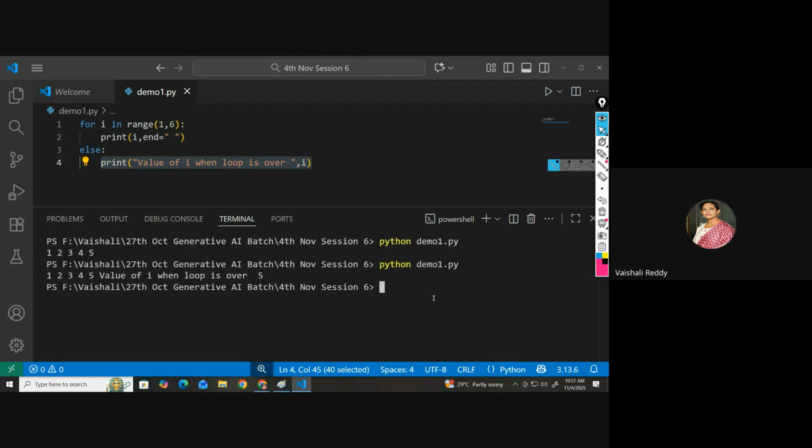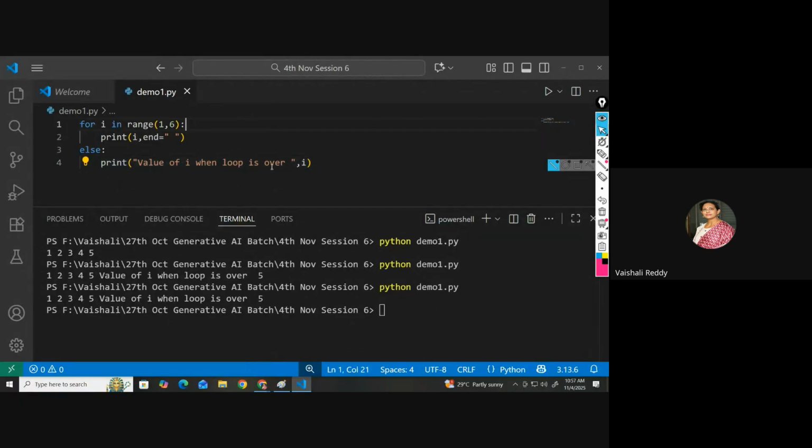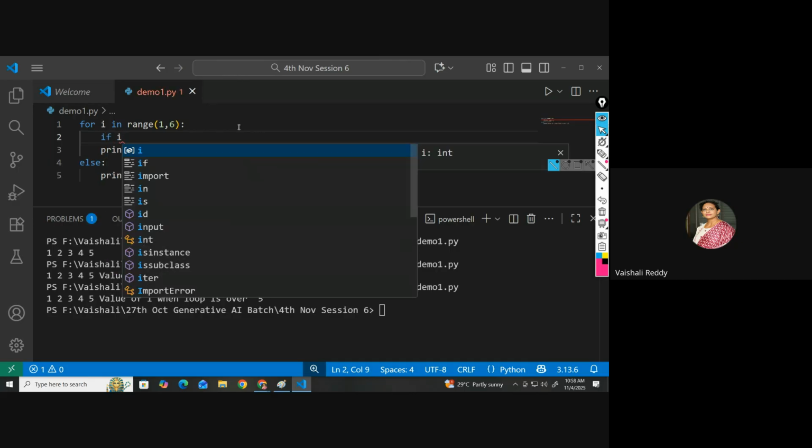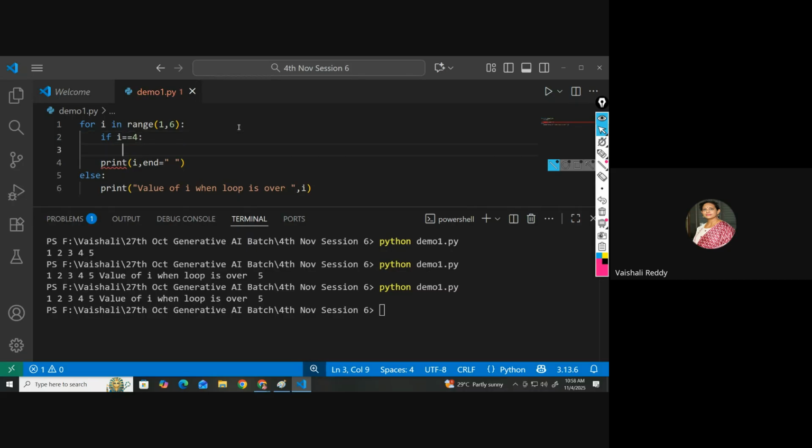So this else block will get executed when my for loop is over. When the last condition is executed, it becomes false. That is where the else part will get executed. Now, if I write here, if i equal to 4, then I say break. Okay, let me do it like this. Now check on this code, everybody.